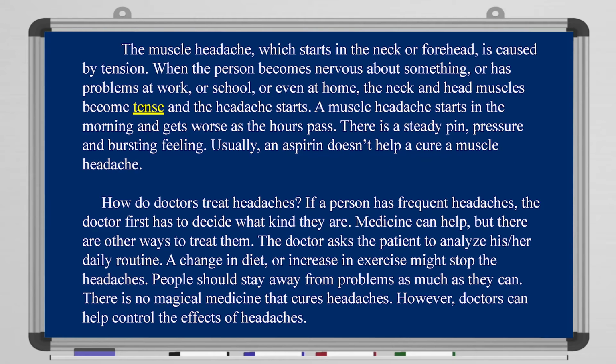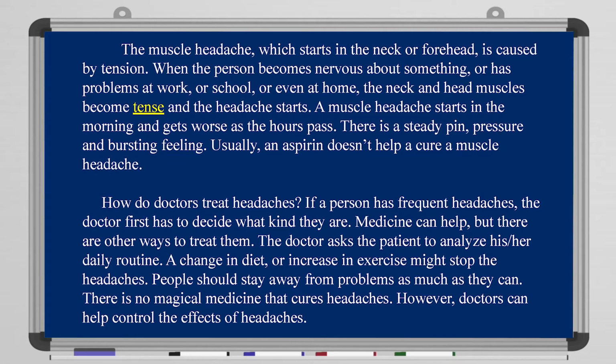The other paragraph is the muscle headache, which starts in the neck or forehead. This is caused by tension. When the person becomes nervous about something or has a problem at work, school, or even at home, the neck and head muscles become tense. The word tense here is underlined. I want you to pay attention to that too.